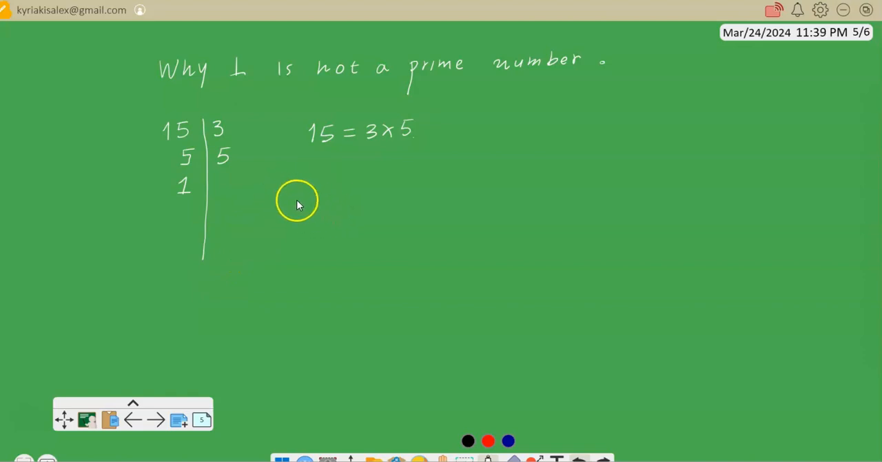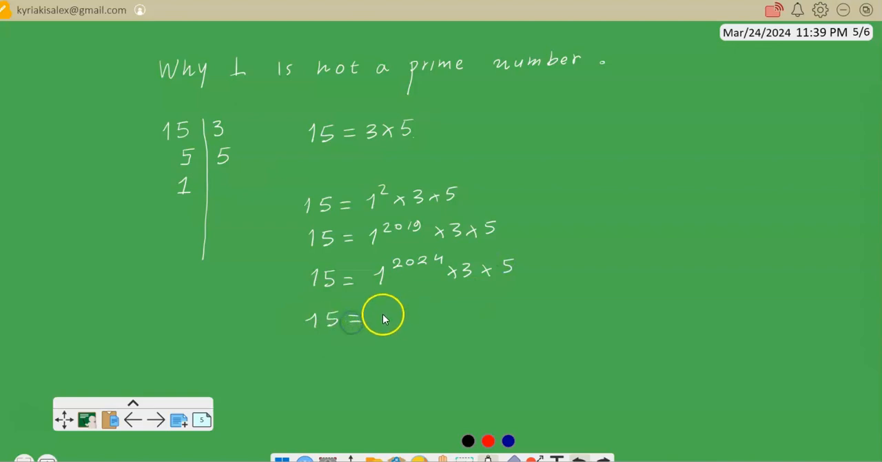Now if we include 1 in the game, we can write 1 to the power of 2 times 3 times 5 equals 15. 15 equals 1 to the power of 2019 times 3 times 5. We can write 15 as the product of 1 to the power of 2024 times 3 times 5. 15 equals 1 to the minus 1993 times 3 times 5.